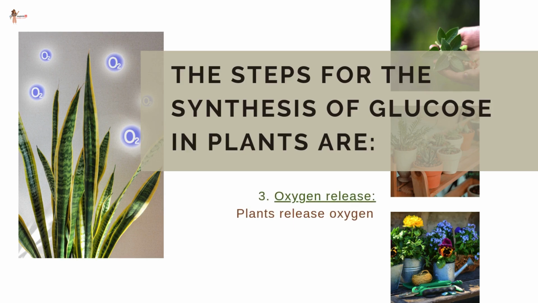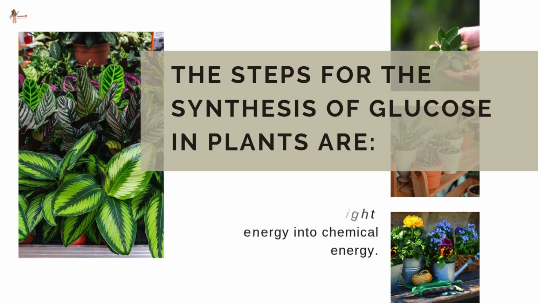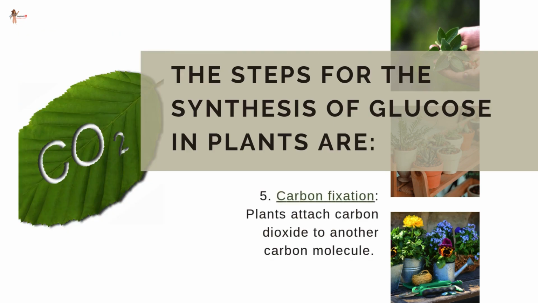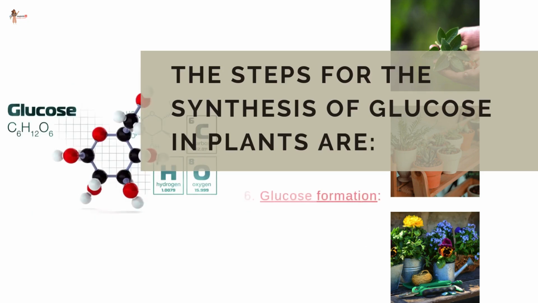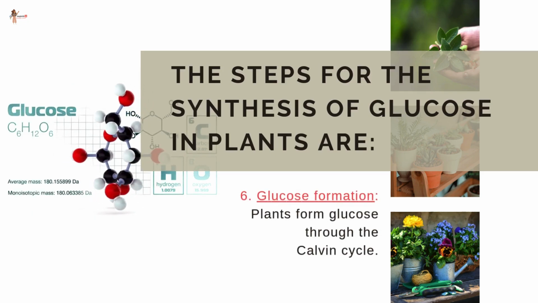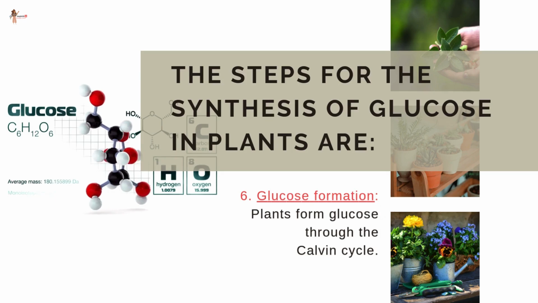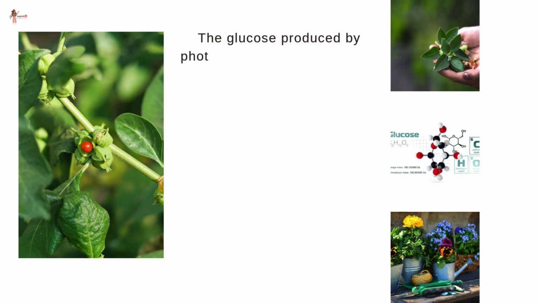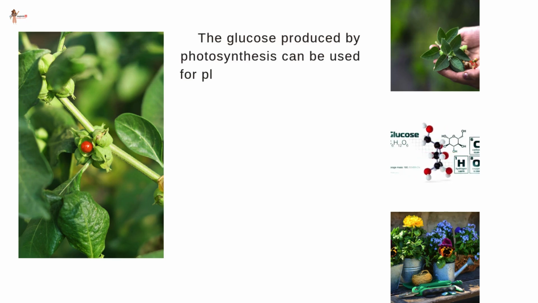Oxygen release. Plants release oxygen. Energy conversion, where plants convert light energy into chemical energy. Carbon fixation. Plants attach carbon dioxide to another carbon molecule. And glucose formation. Plants form glucose through the Calvin cycle. The glucose produced by photosynthesis can be used for plant growth and cellular activities.